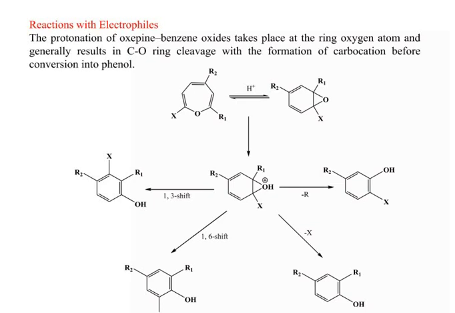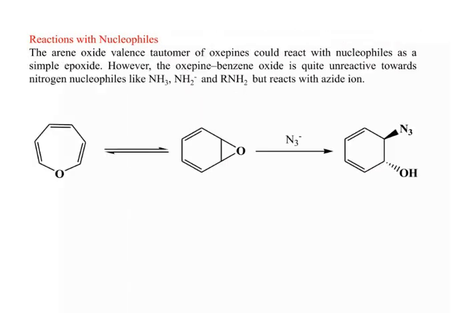Reaction with electrophiles. This is also very important. The protonation of oxepine-benzene oxide takes place at the ring oxygen atom and generally results in C-O bond cleavage with the formation of a carbocation before conversion into phenol. So you can see the conversion of oxepine into benzene oxide and the formation of this. It undergoes a 1,3 shift or 1,6 shift and formation of different types of phenol derivatives.